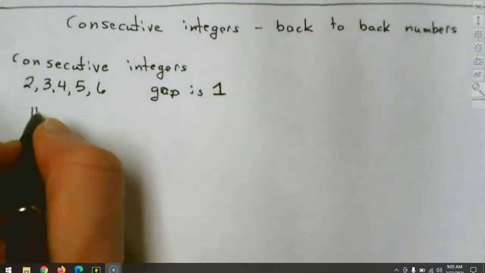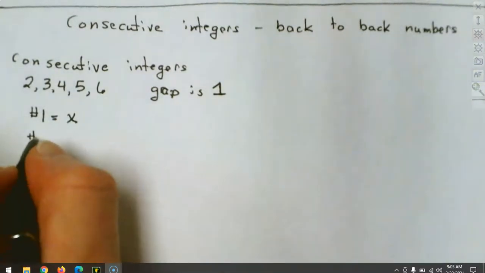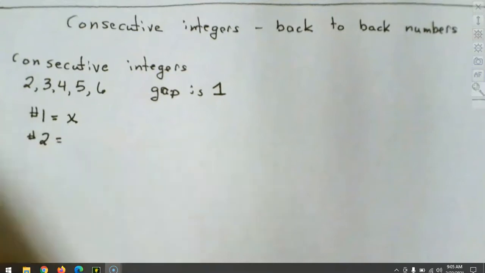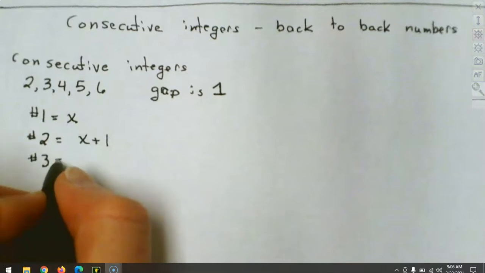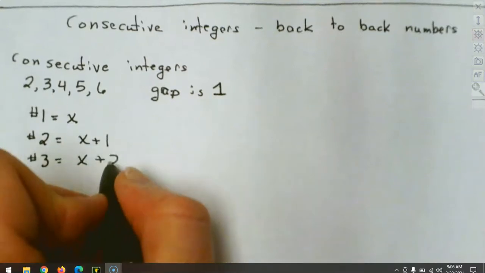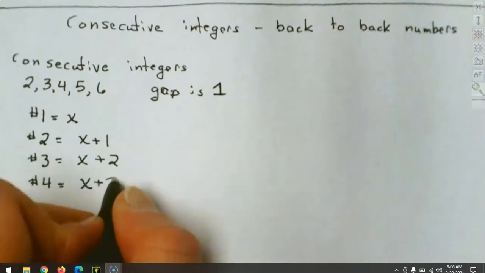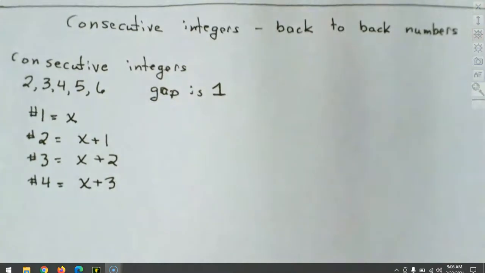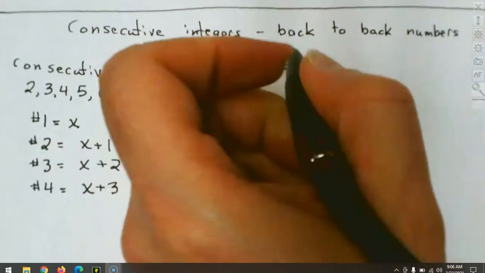We always begin with our first number being x, and then we add 1 each time. So my second one would be x plus 1. My third one would be x plus 2. And my fourth one would be x plus 3. Now, also, we might have, like in question 19, even or odd. So even or odd consecutive integers.